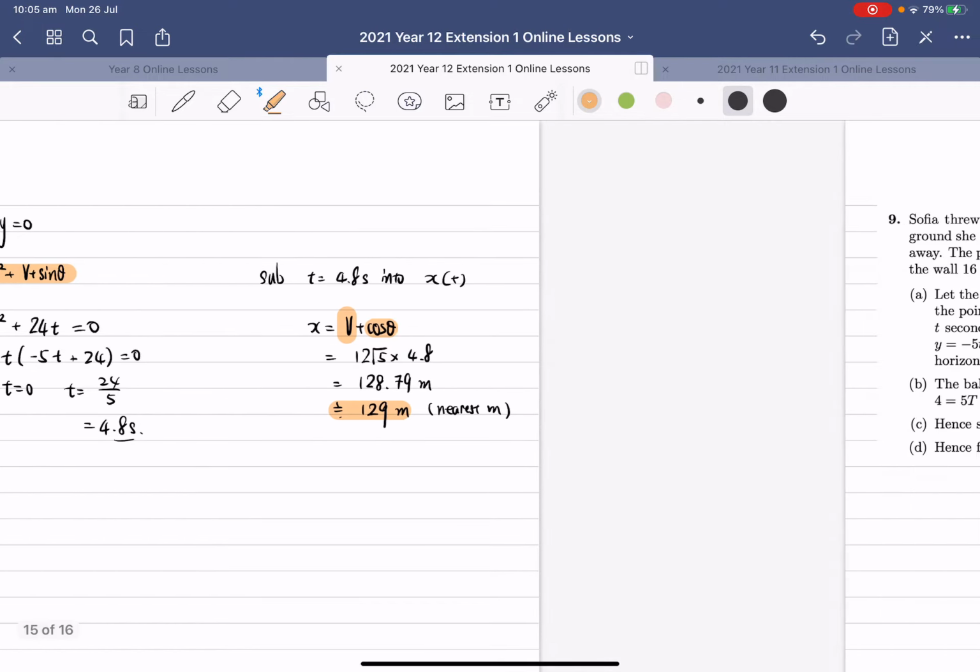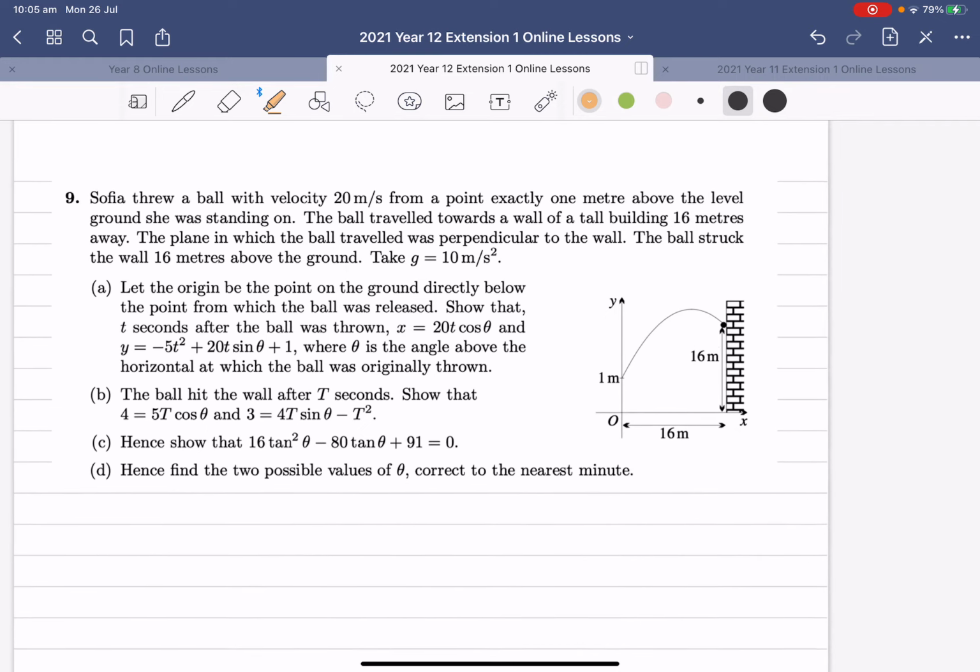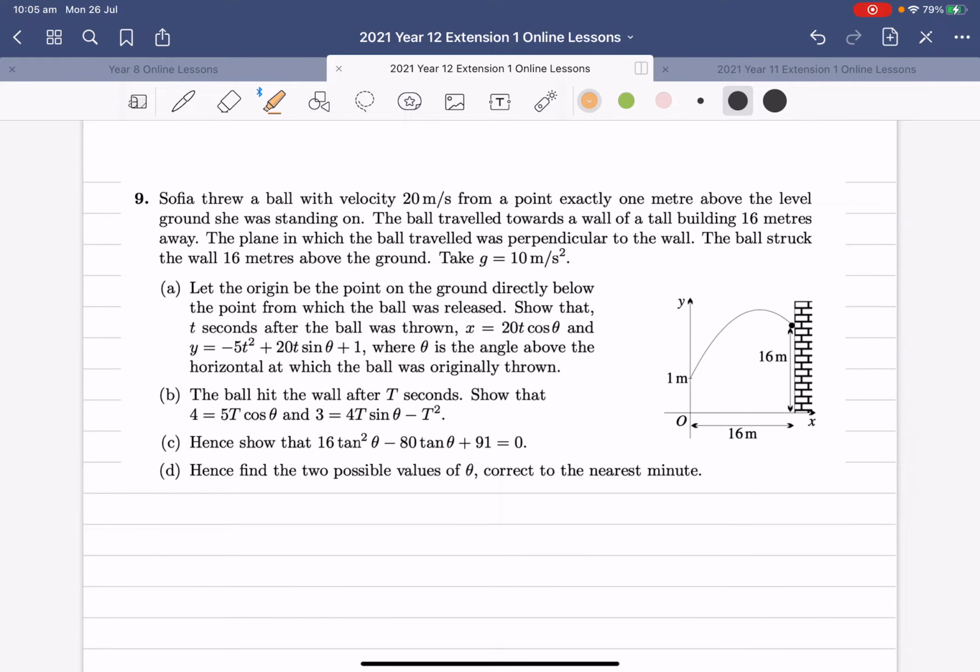All right, let's have a look at the next one. Let's just hope this question is slightly harder. But to be honest, the entire exercise is pretty straightforward. I'm pretty sure you guys can do it.